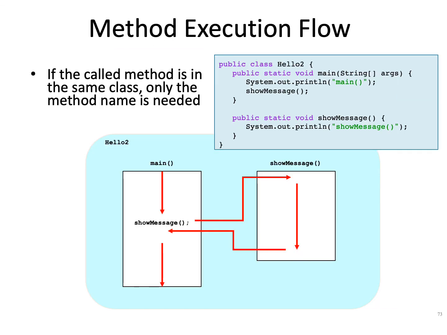Let's look at the method execution flow to ensure that we fully understand what is going on when we call a method. Here we have the method called showMessage within the same class called hello2. So within the main method, it goes to showMessage and executes the statement within the method. It then returns back to the main method and executes the rest of the statement there. The arrows here show the flow of it, from main method to showMessage, going through the statements within the showMessage, then back to the main method and going through the rest of the main method.